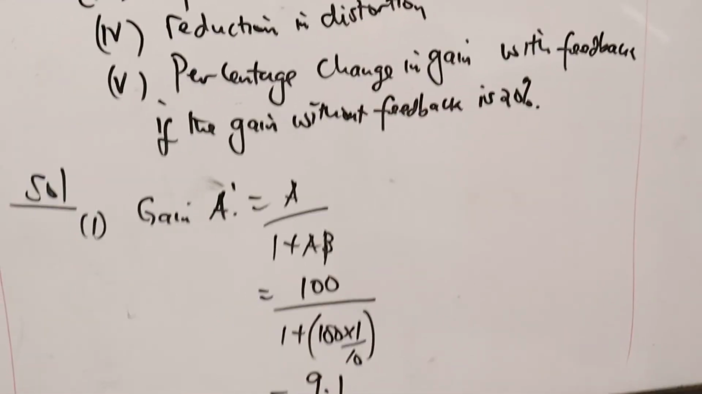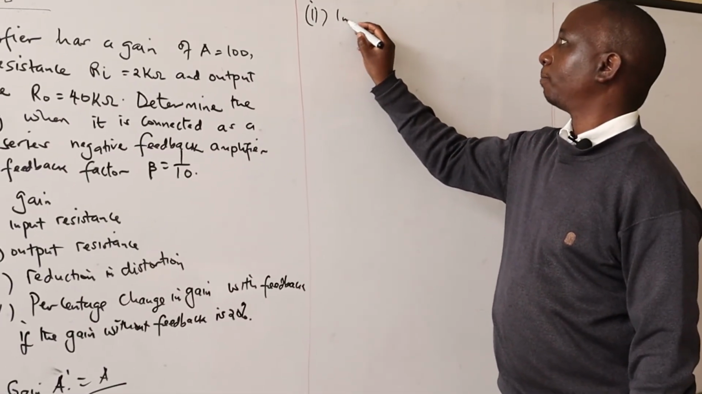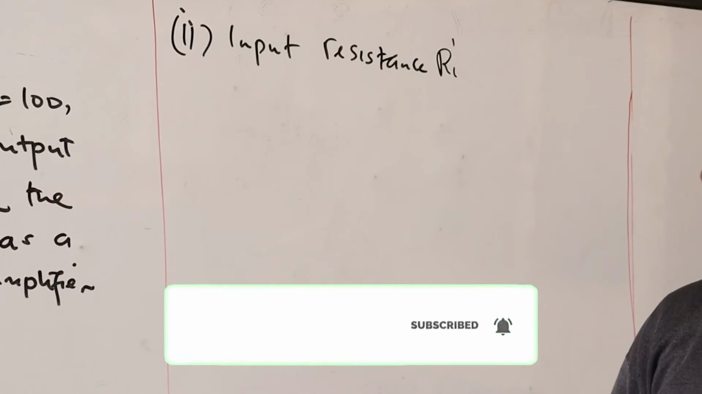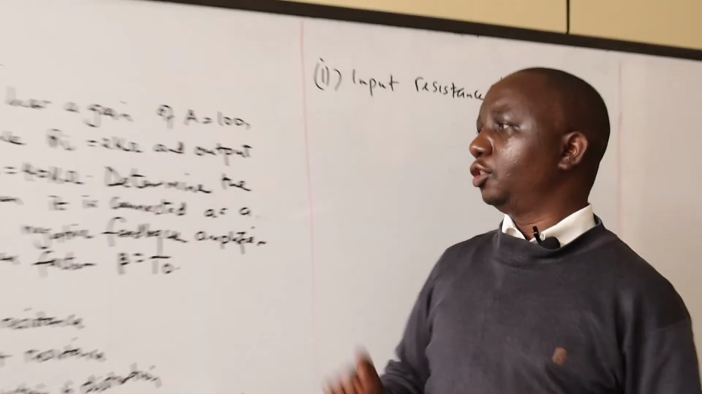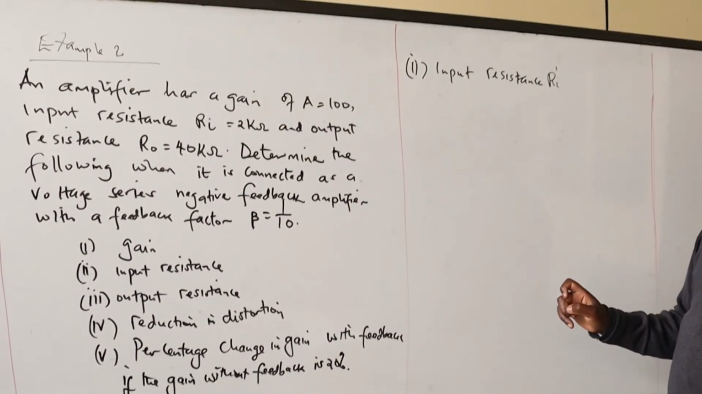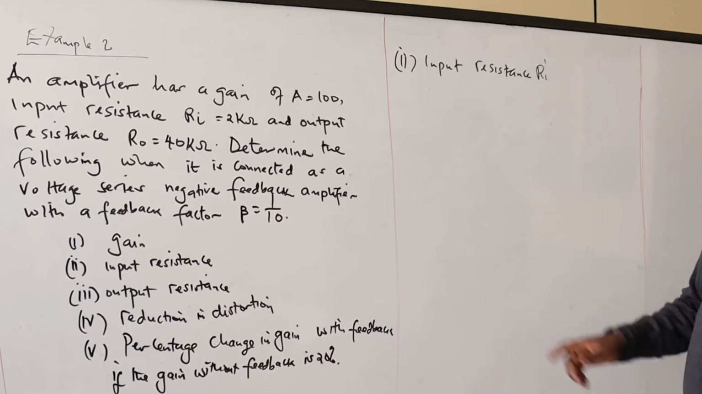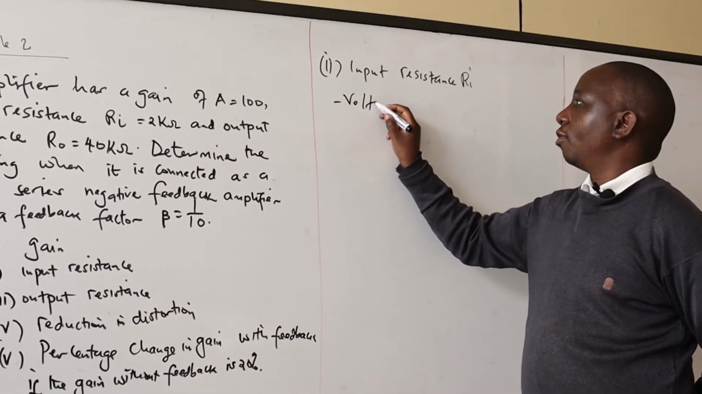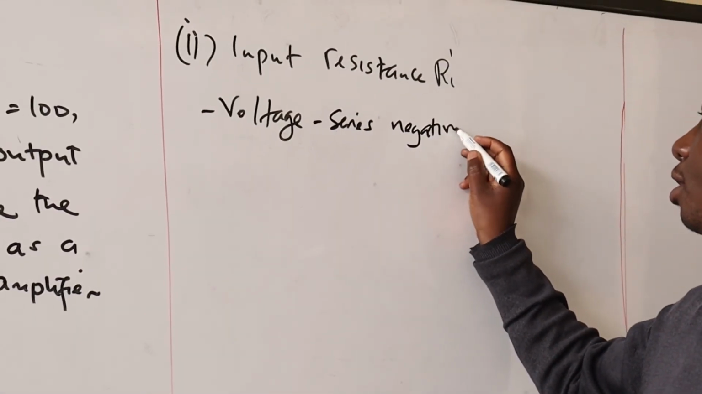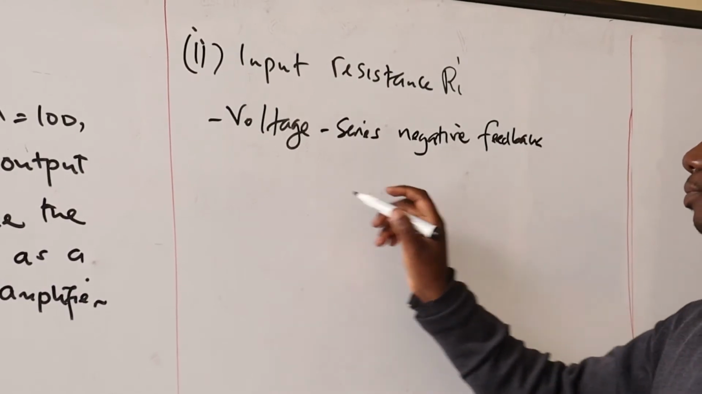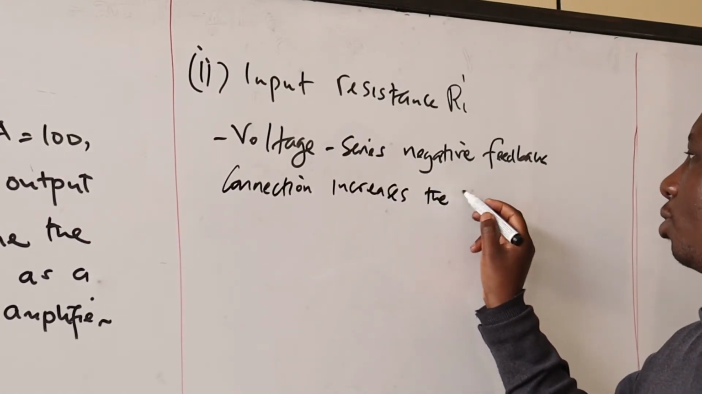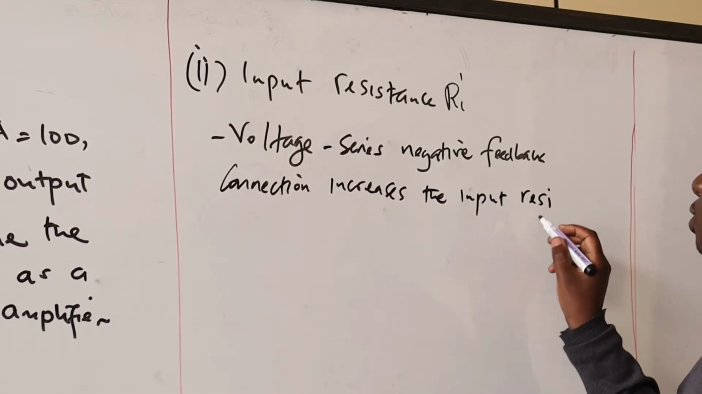9.1. So we are going to determine part 2 of the question, the input resistance R of I prime. When you look at this, it was a voltage series negative feedback. With the voltage series, that means the output is shunted and the input is connected in series. Therefore, the voltage series negative feedback connection increases the input resistance.